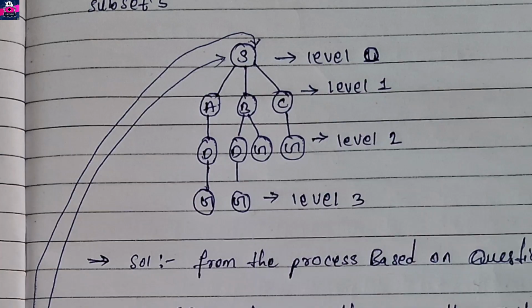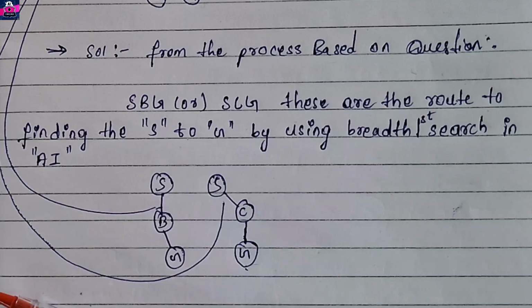S represents level 0. A, B, C represent level 1. D, G, G represent level 2. G represents level 3.